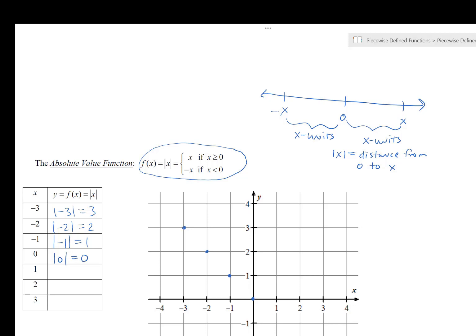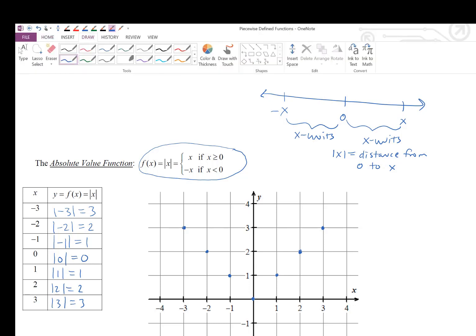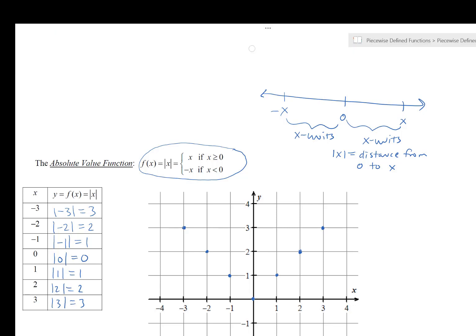And then if x is 1, absolute value of 1 is 1. If x is 2, absolute value of 2 is 2. And if x is 3, the absolute value of 3 is 3. So we can start seeing the pattern there on the graph. And indeed, it looks linear on both sides of 0. So I'm going to go ahead and draw those lines using my handy little tool here. Draw that line right there.